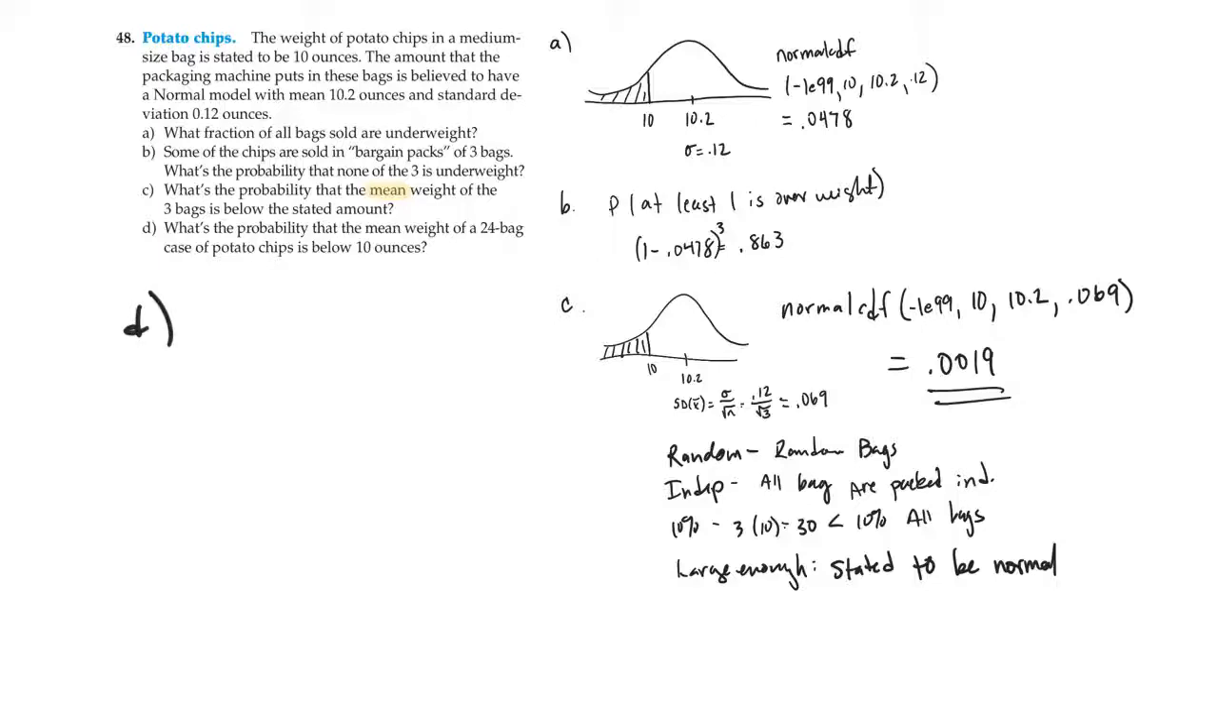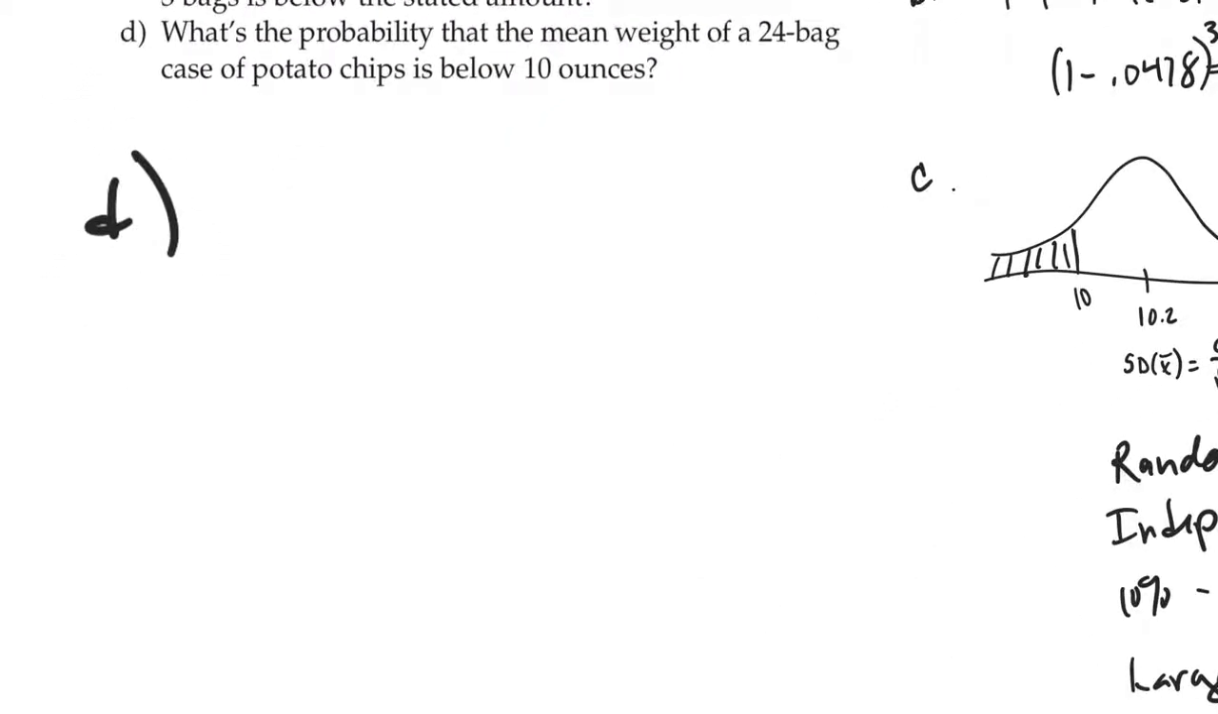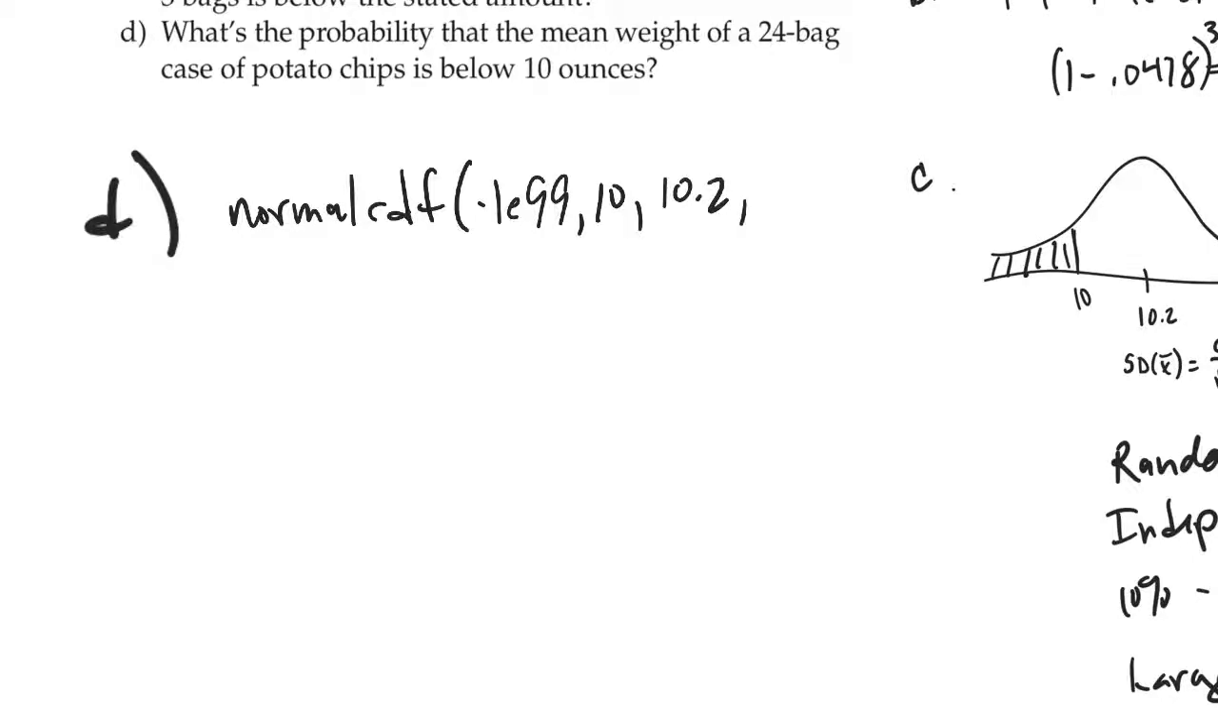If we go to part D, what's the probability that the mean weight of a bag, a 24 bag case of potato chips, is all below 10 ounces? Try this one. I'll give you a few minutes. We're going to take this one, and we're going to do it just like we did last time. We're looking at using a sample of 24 with the same mean and the same original standard deviation, and we're going to be finding out the probability that it's an underweight group of 24 bags.